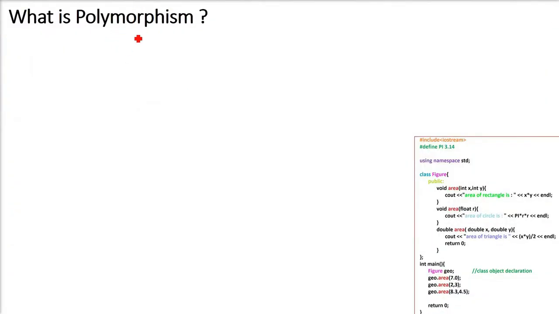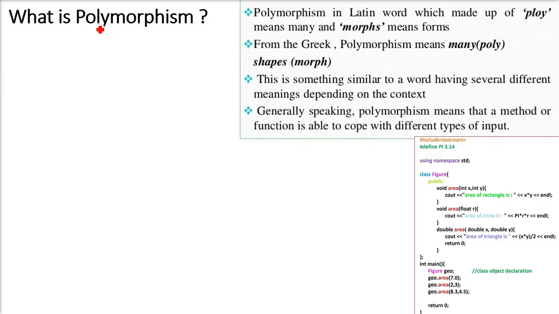What is polymorphism? Polymorphism, there are two words here. This is a Latin word. So it has come from poly and morph. Poly means many. Morph means shape.